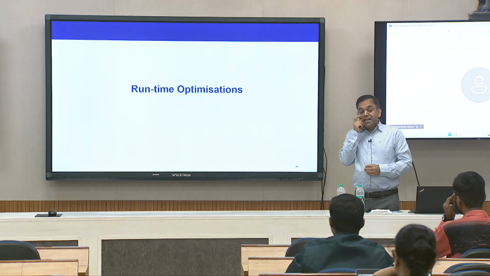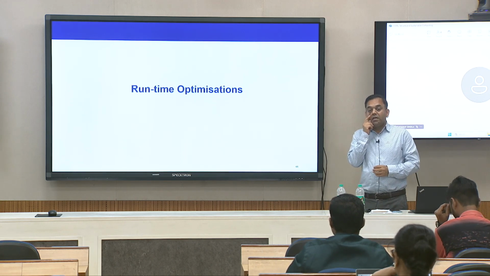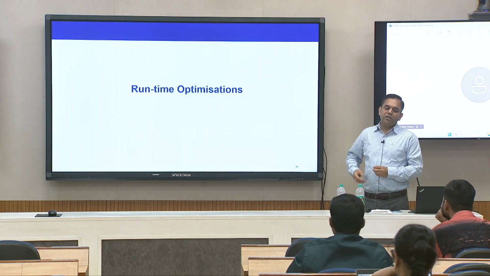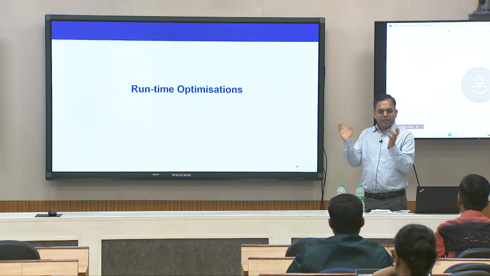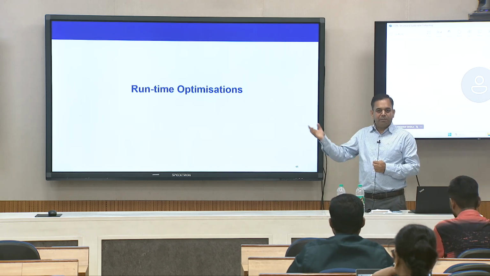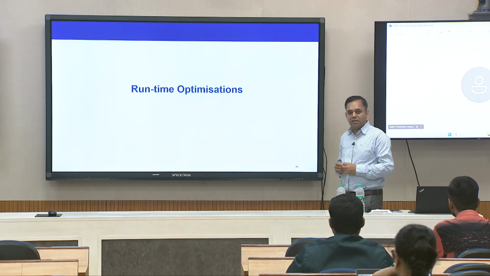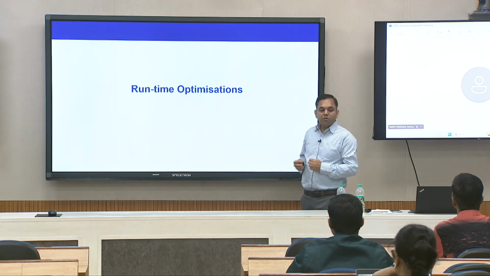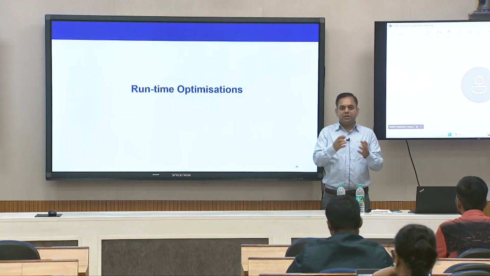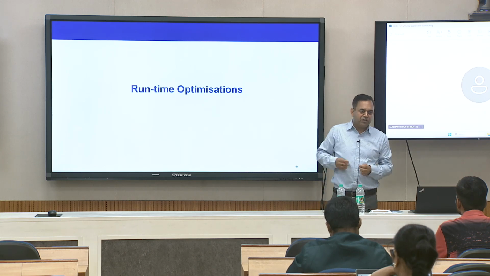So that's all about design time optimizations. Here, if you know the workload and you know the platform, you can find out what could be the best mapping, what could be the best DVFS points, and what could be the best partitions. Because you have a lot of time to explore, you can do it.